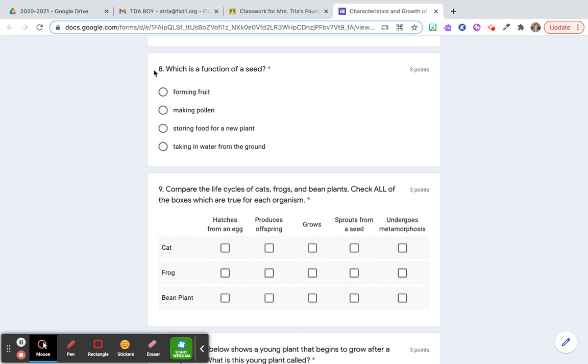Number 8, what is a function of a seed? Forming fruit, making pollen, storing food for a new plant, or taking in water from the ground.